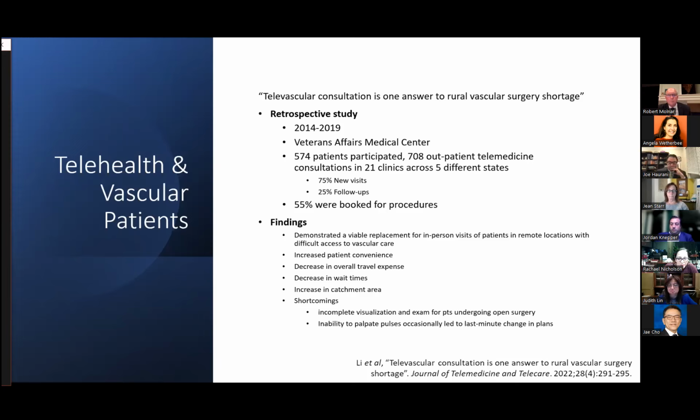75% of these were new patient visits, and 25% were follow-ups. And after the initial consultation, over half of them were booked for procedures. So they were able to demonstrate that telemedicine is a solution that can replace in-person visits, particularly for those in remote locations with difficult access to vascular care. Telemedicine increased patient convenience, decreased travel expense and wait times, and it can also improve the catchment area of your practice. Some of the shortcomings they discussed included the incomplete visualization exam for patients who were especially undergoing open surgery, and also the inability to palpate pulses occasionally led to some last-minute changes on the day of surgery.